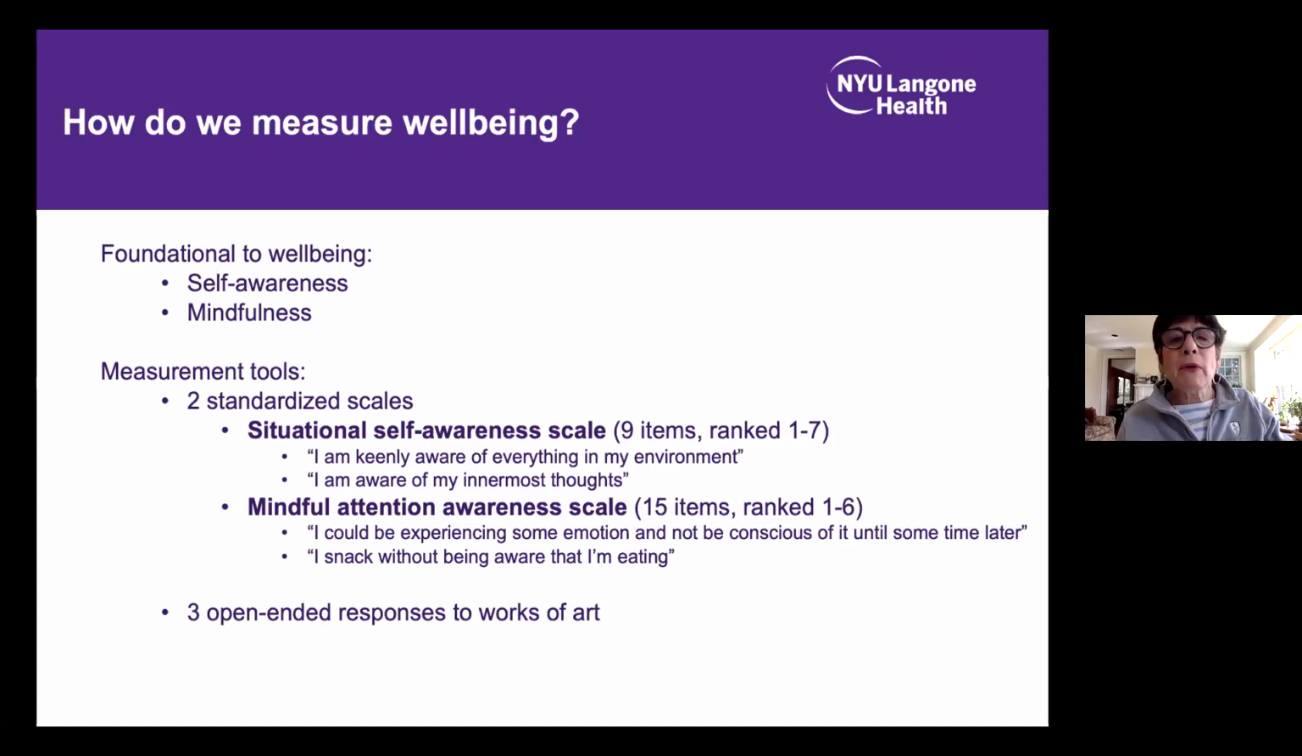In the situational self-awareness scale, we ask the students to rank the statement, "I am aware of my innermost thoughts," from strongly disagree to strongly agree, on a scale 1 to 7. And on the mindful attention awareness scale, we ask the students to rank the statement, "I snack without being aware that I'm eating," from almost always to almost never, from 1 to 6. A higher score for both tests indicates a higher level of self-awareness or mindfulness.